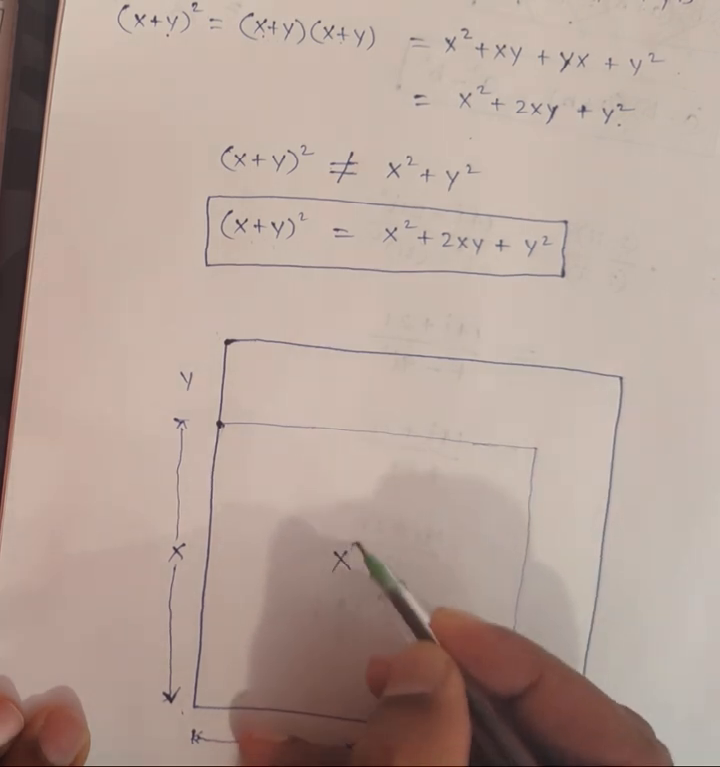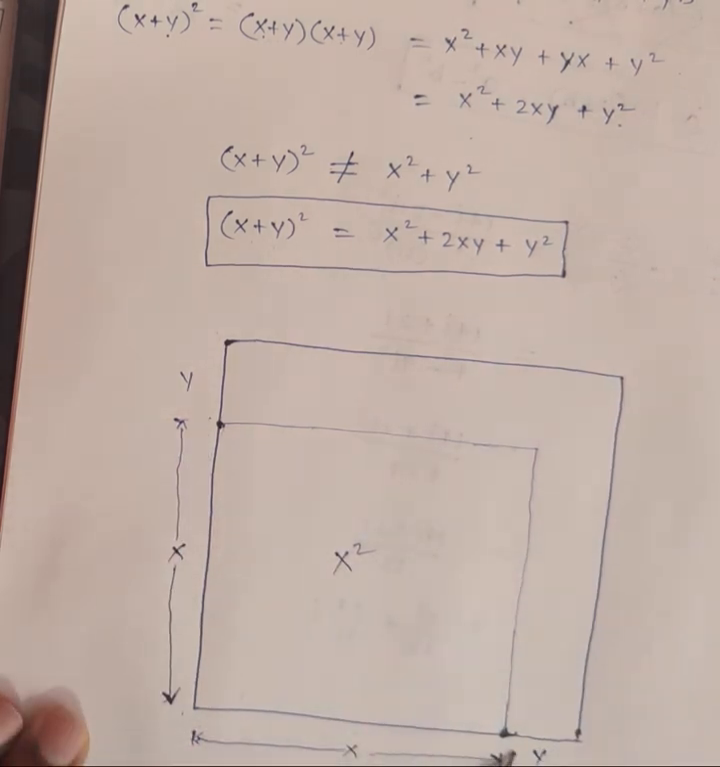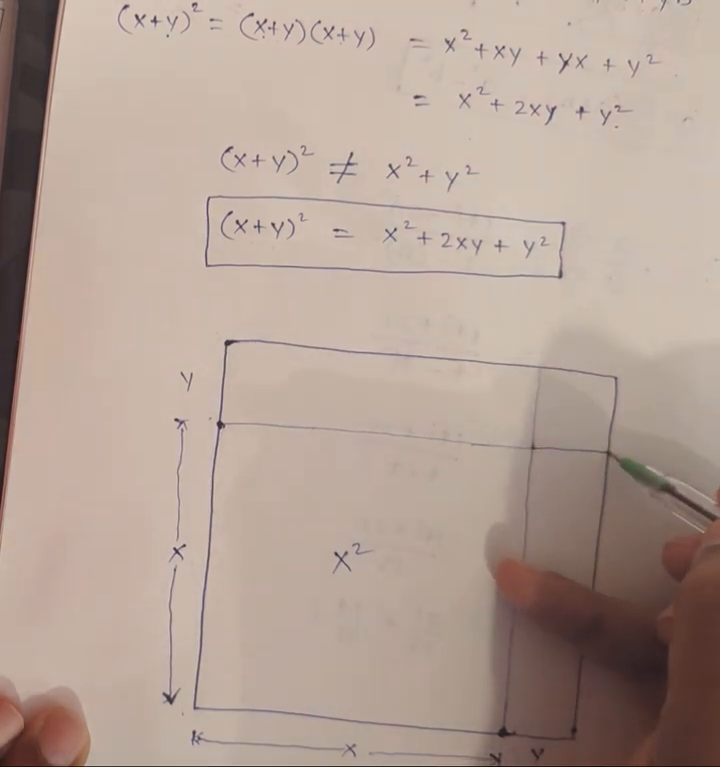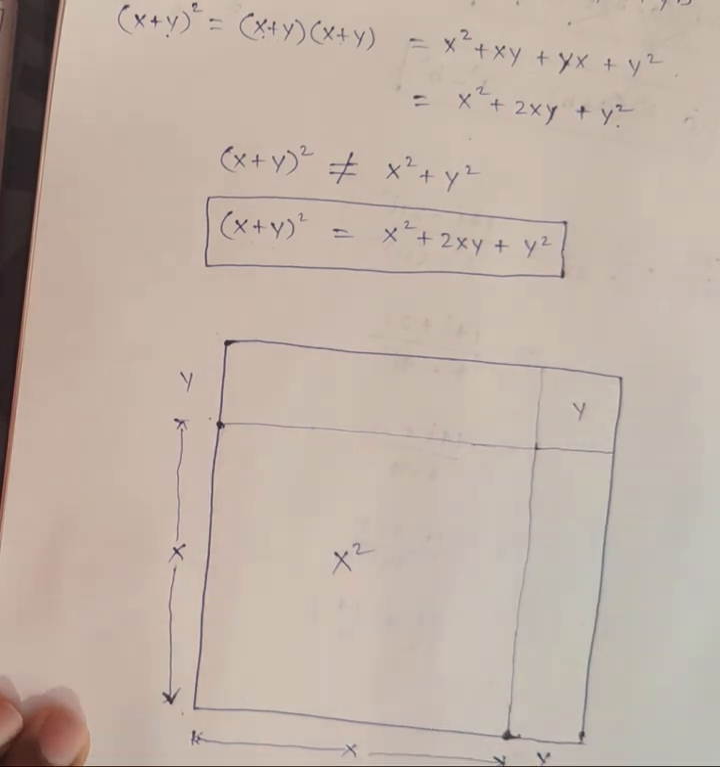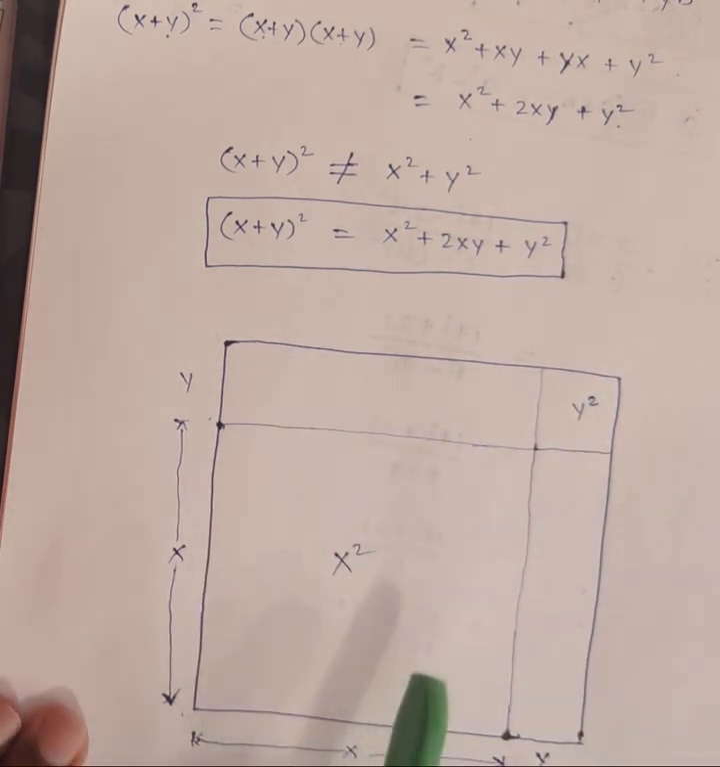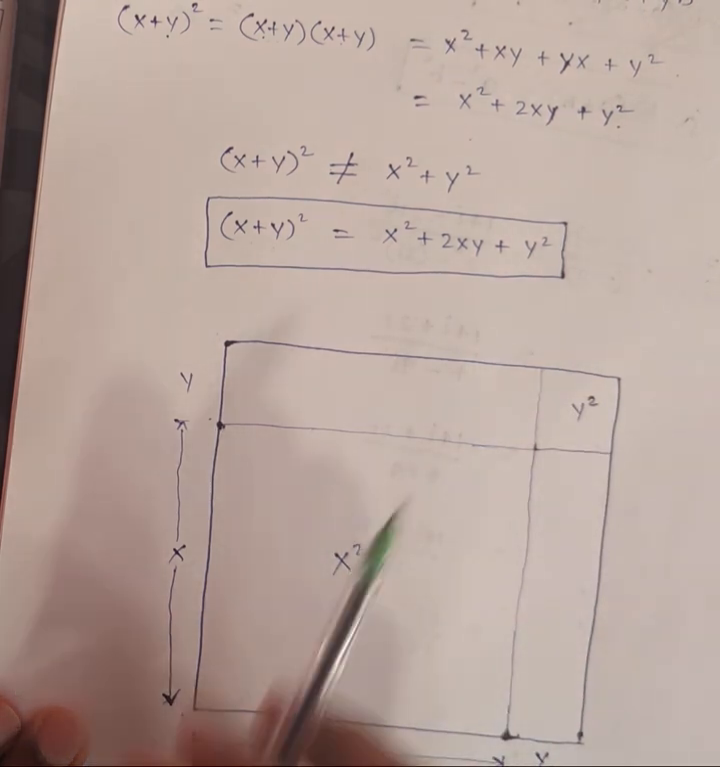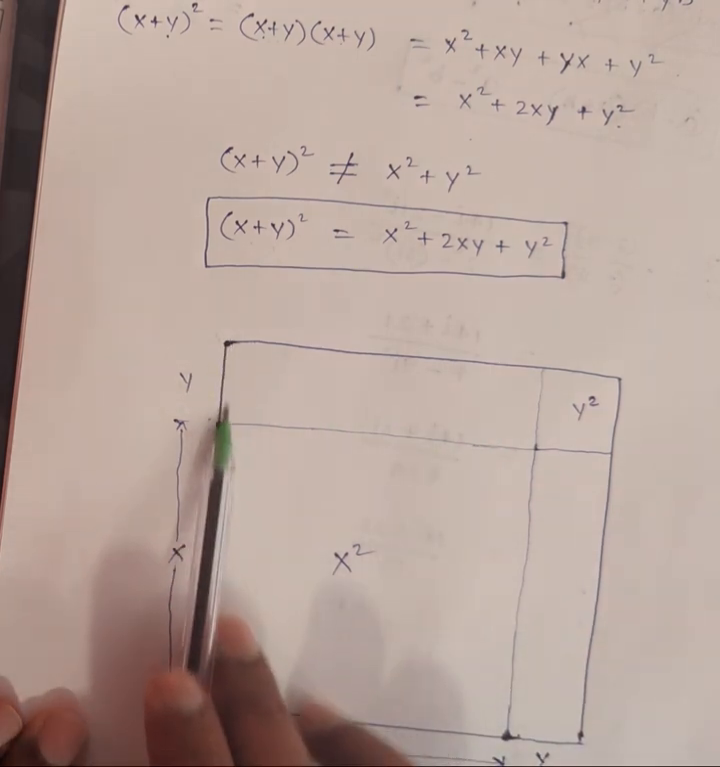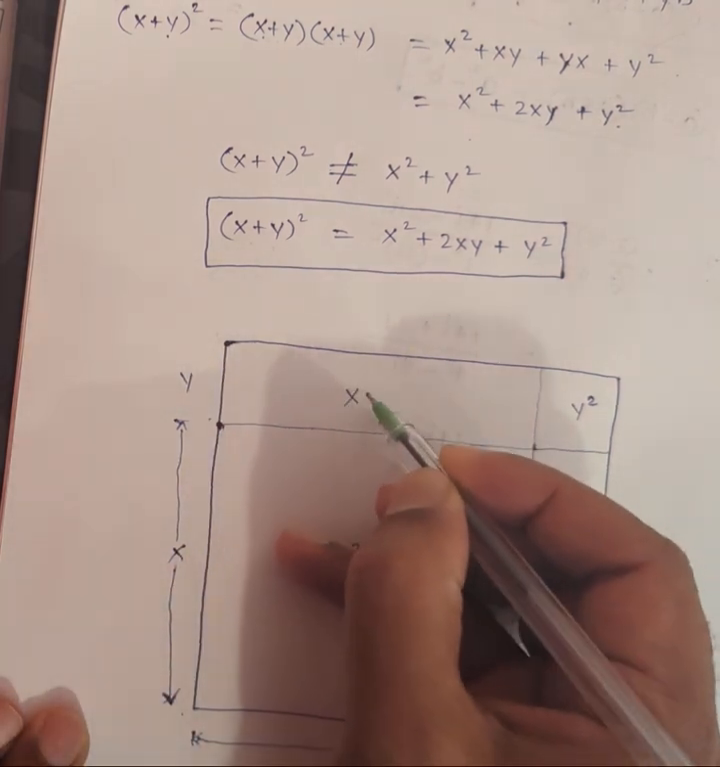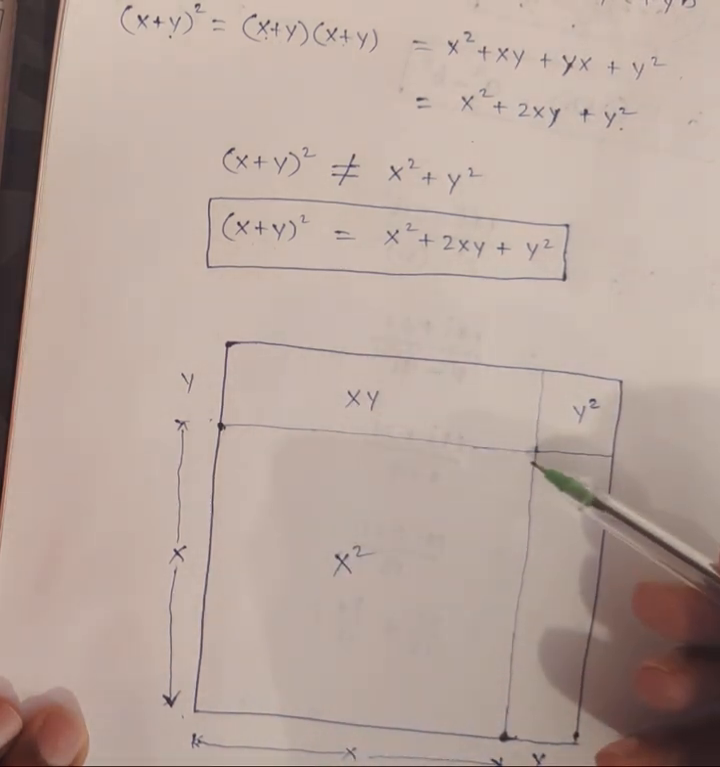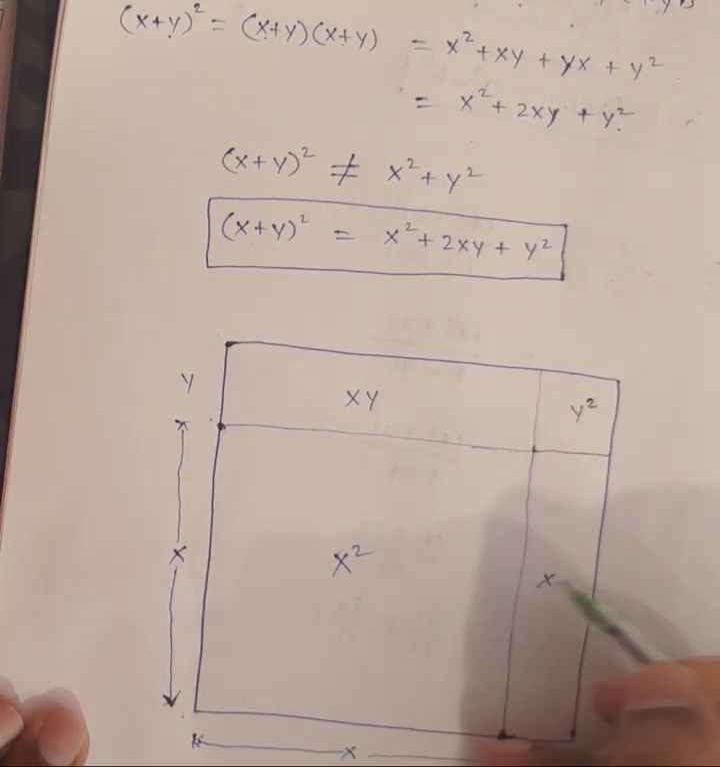This is x squared because it's x times x. Now, what is y squared? y squared is this top right corner. So bottom left corner is x squared, top right corner is y squared. But this square actually has not just these two pieces, but it also has these two rectangles. Now this rectangle has dimensions y and x, so this is xy. And so does this rectangle. This has dimensions x and y, so this is xy again.